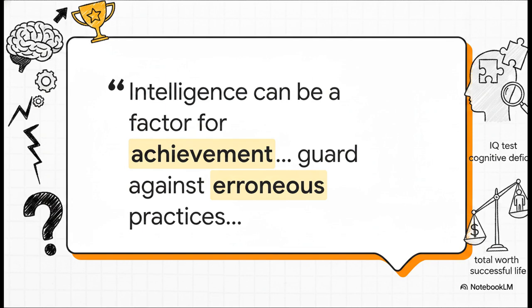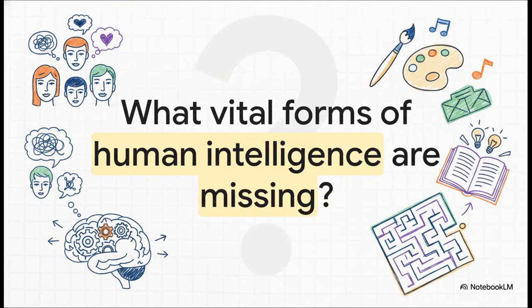However, as we wrap up our analysis today, we really must keep this quote from our sources in mind. Intelligence can be a potential factor for achievement. One should guard against erroneous practices associated with intelligence tests. An IQ test is a highly practical tool, and it's best interpreted by trained psychologists to identify specific strengths and cognitive deficits. It's a metric of specific problem-solving and logical capacities. But it is absolutely not a measure of a person's total worth, nor is it some guaranteed golden ticket to a successful life. Which leaves us with a final, kind of provocative thought to chew on.